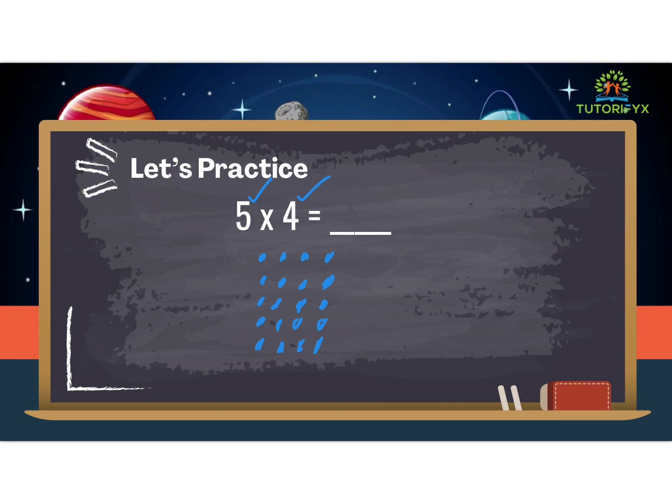The final step is to add them all together. So here I have 4 plus 4 plus 4 plus 4 plus 4. There are 4 in each row. Add them all together. Tell me what you got. 20. Beautiful job.